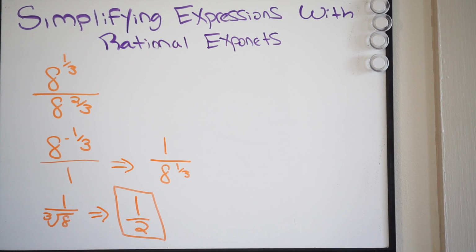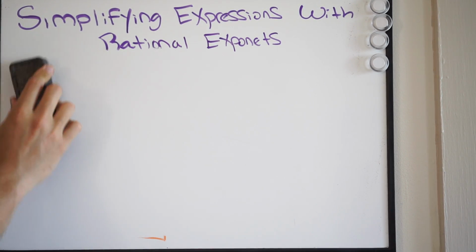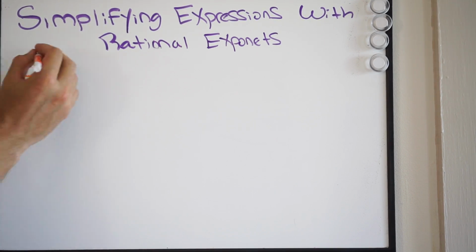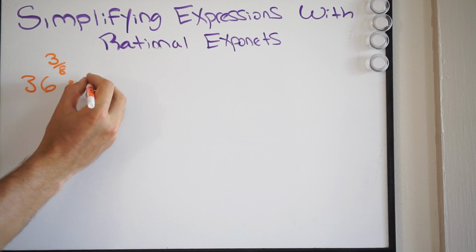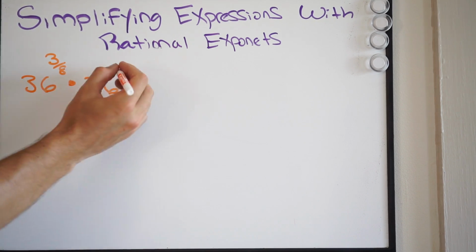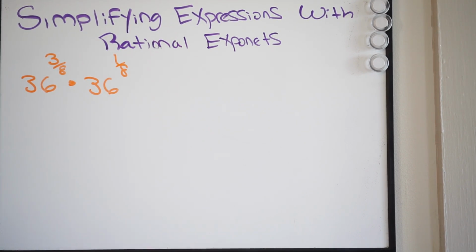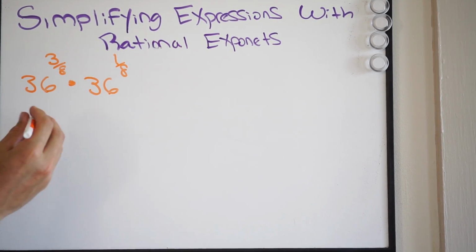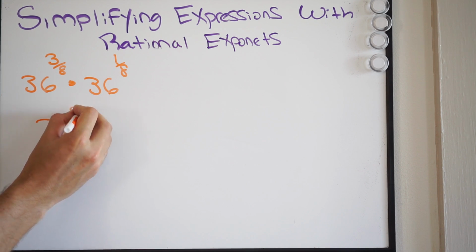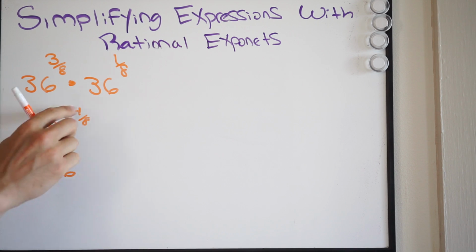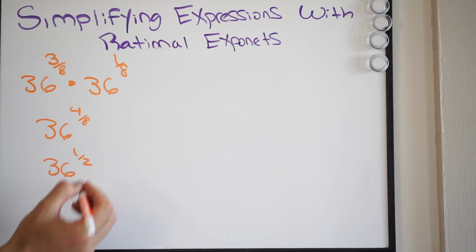All right, let's try a few more. Our next one will have 36 to the 3 over 8 times 36 to the 1 over 8 power. Again, same base, we're multiplying, dealing with exponents, so we add. When we add the exponents here, we get 36 to the 4 over 8, which we can reduce, so this will be a half.